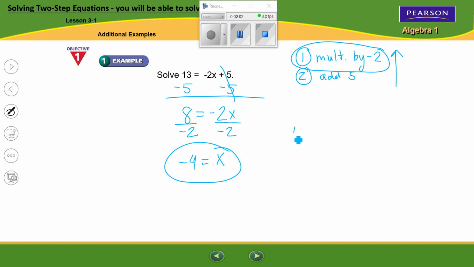And getting into the habit, we check: 13 equals negative 2 times negative 4 plus 5. This is a quick check. 13, does that equal 8 plus 5? 13 does indeed equal 13. So we have checked our solution, and we have confidence that it's correct.